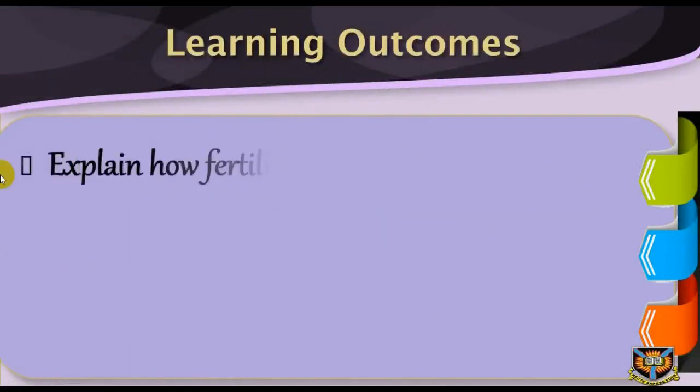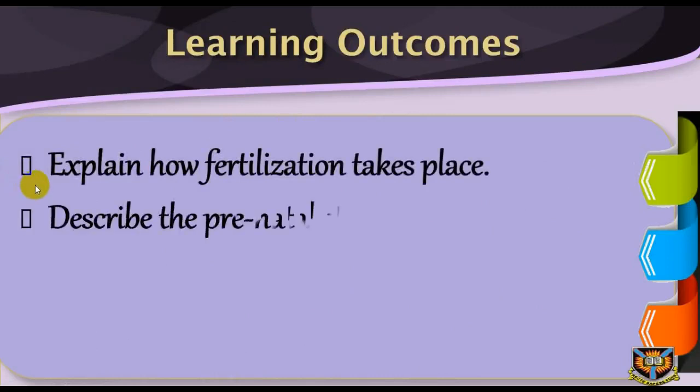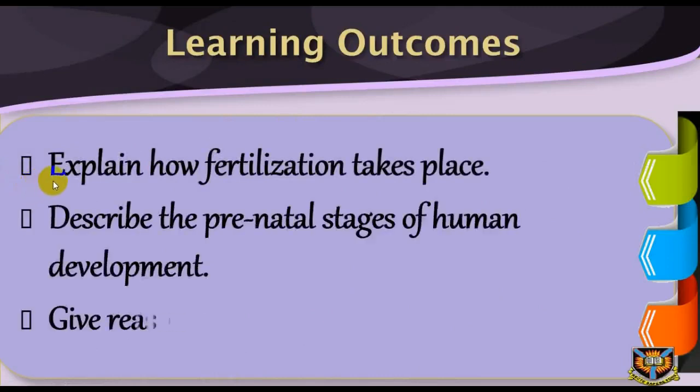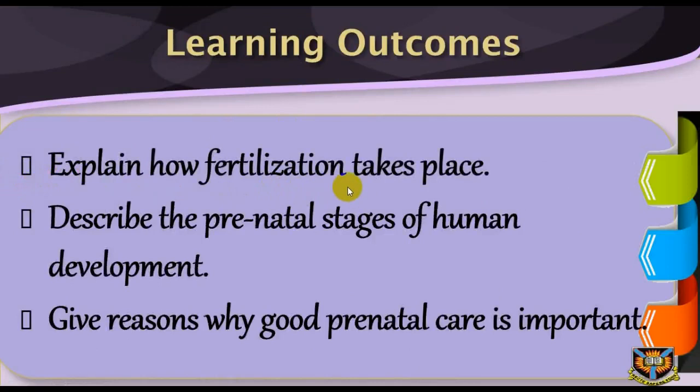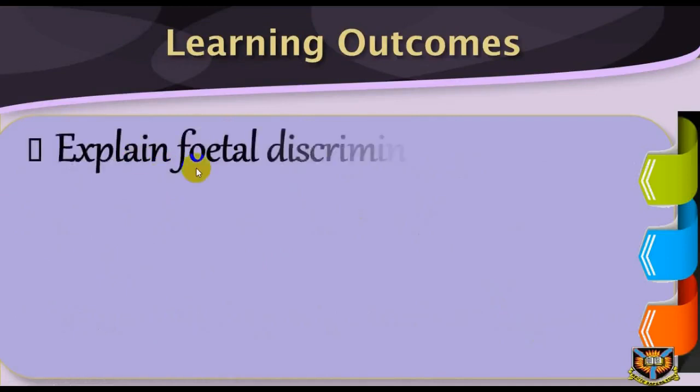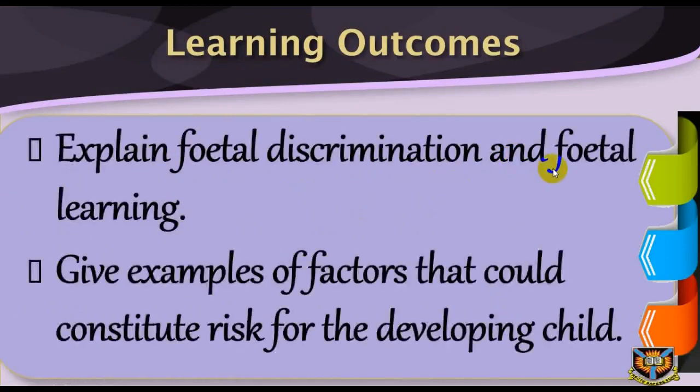Learning outcomes. When you have studied this session, you should be able to: 1. Explain how fertilization takes place. 2. Describe the prenatal stages of human development. 3. Give reasons why good prenatal care is important. 4. Explain fetal discrimination. 5. Explain fetal learning. And 6. Give examples of factors that could constitute risk for the developing child.